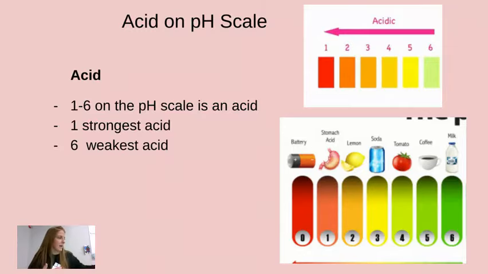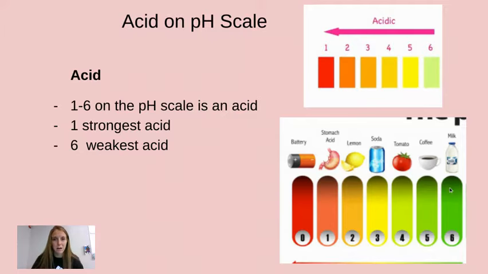An acid, like I said, on the pH scale is going to be from 1 to 6. The strongest acid is going to be a 1, and the weakest acid is going to be a 6. You can see down here there are some examples. Battery acid and stomach acid are toward the strong end of the pH scale, meaning they're very strong and would be very harmful to you. Then it moves up to a lemon, to sodas, to tomatoes, to coffee, to milk. All of those items moving up the scale to the green are still acidic, but they're weak acids.